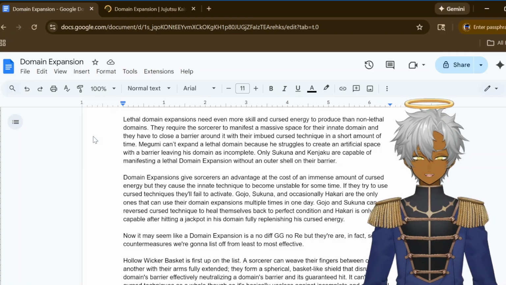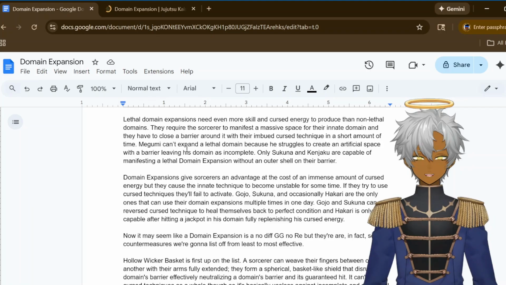Where did I leave off? Yeah, they have to close a barrier around it with their imbued technique. Anyway, in a short amount of time, blah blah blah. So basically, they have to cast it in a specific amount of time. I don't think the window for casting is smaller than the window for a non-lethal. I don't think that's really explained.